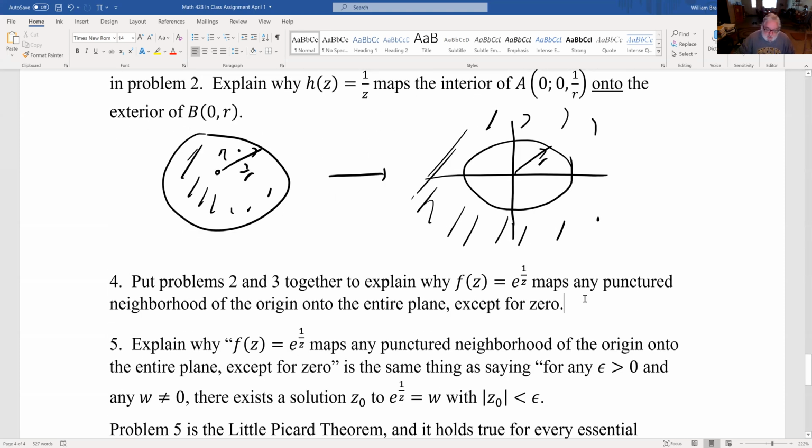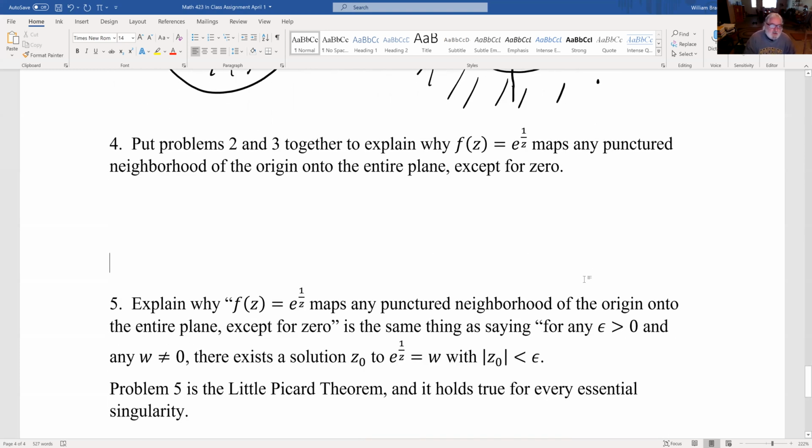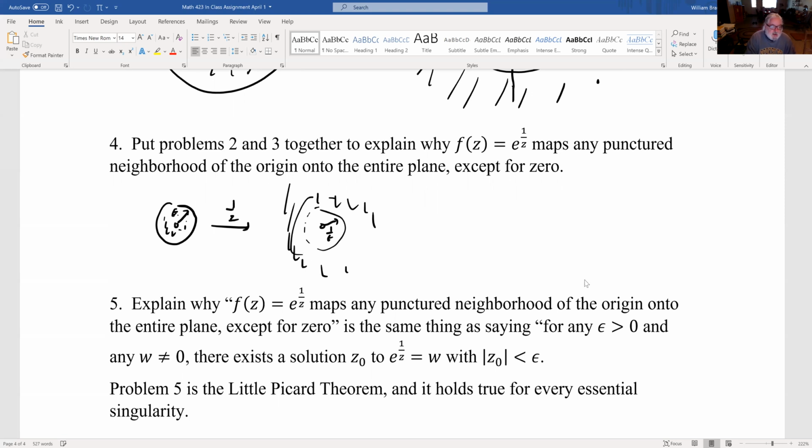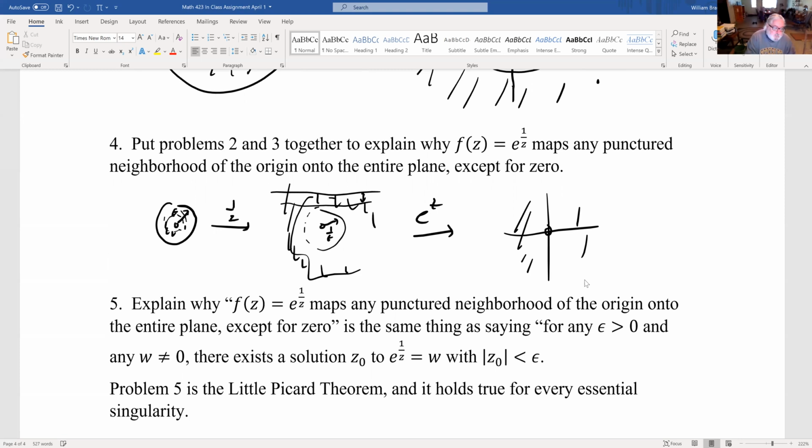So why does e to the 1 over z map any punctured neighborhood of the origin onto the entire plane? Well, if I take any punctured neighborhood of the origin of radius, say epsilon, then 1 over z maps that to the exterior of a circle of radius epsilon. So we take the interior here, we get mapped to the exterior, and the exterior of any circle by e to the z gets mapped onto the entire plane because the exterior always has some kind of thing of radius 2 pi, which means back here somewhere there was some little annulus that got mapped to this thing, or whatever shape it is, that gets mapped to this thing, and then that gets mapped everywhere.